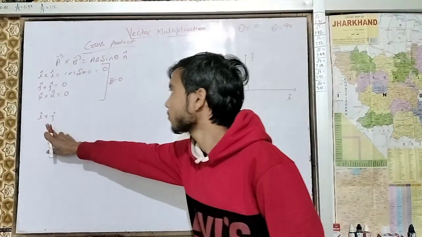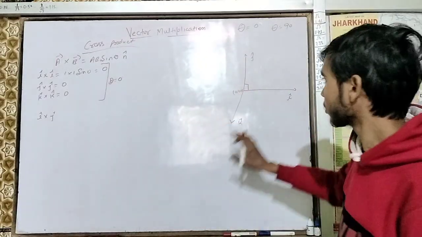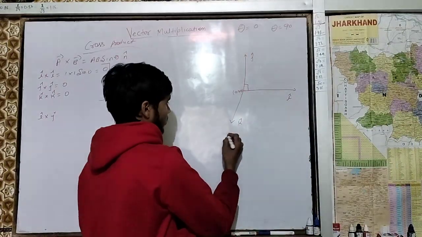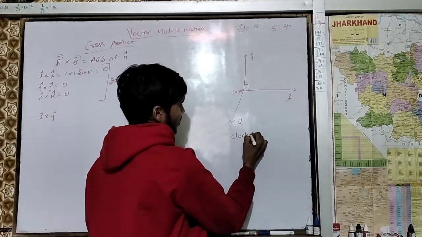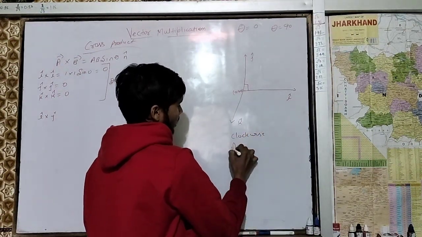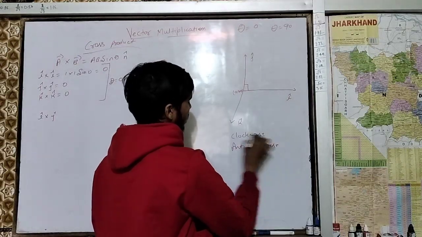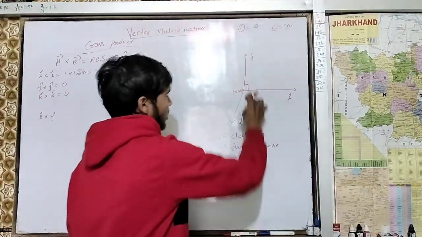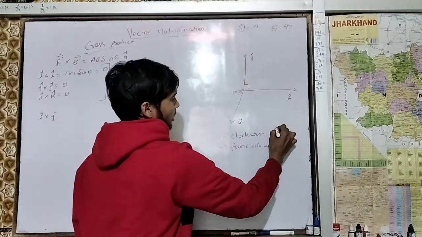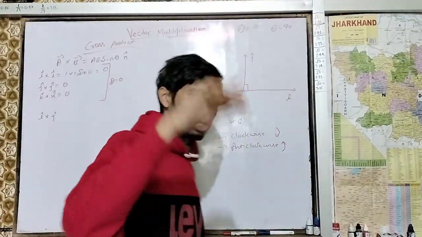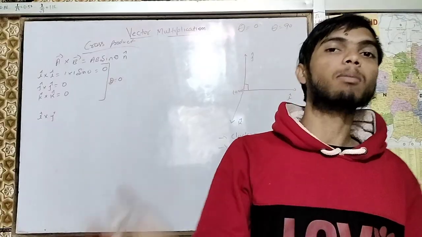Here you can see direction on this Cartesian plane. Two types of direction you will observe: first, clockwise, and second, anti-clockwise. Clockwise goes downward and anti-clockwise goes upward.